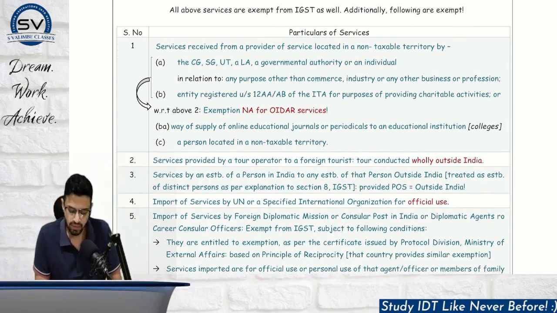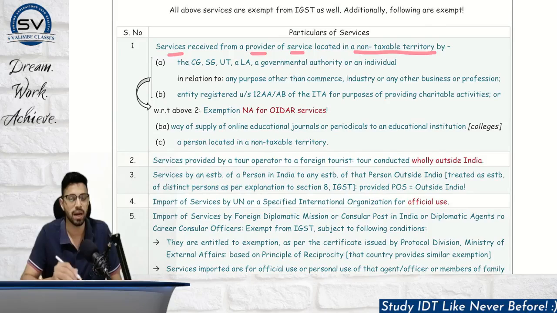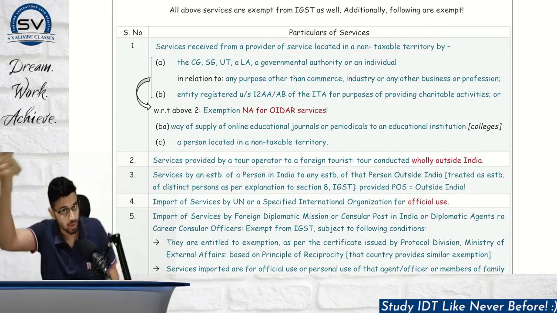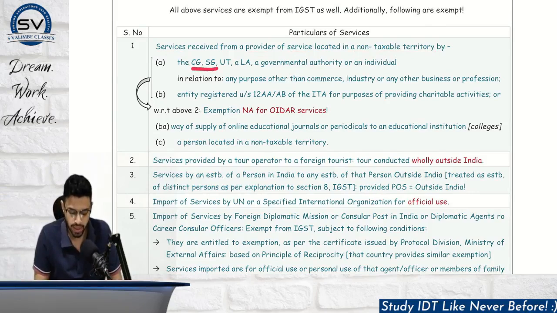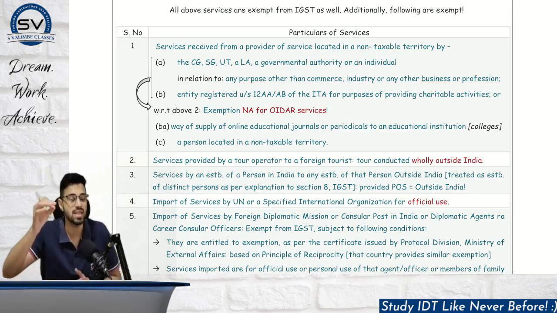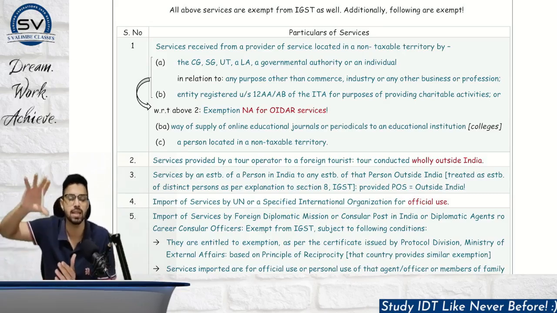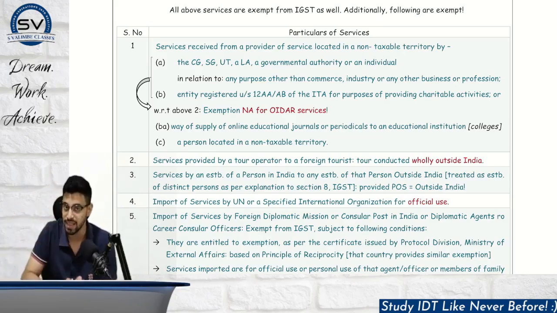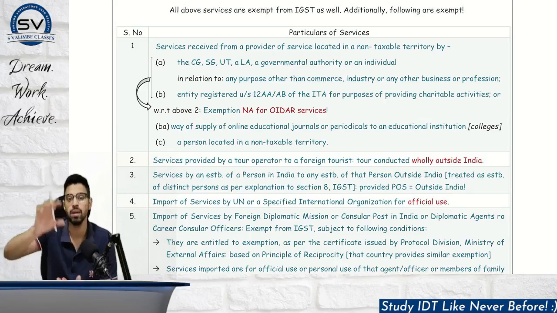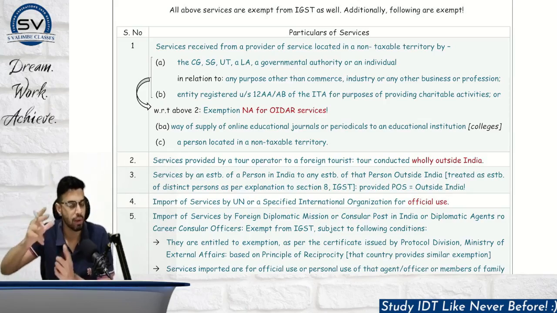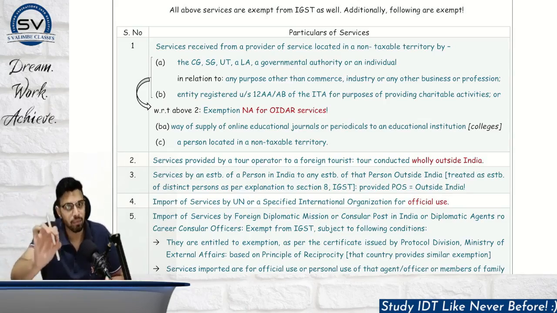Okay, let's see. Services received from a provider of service located in non-taxable territory, means the supplier of service is outside India. Who is the recipient? Government, central, state, UT, local authority, or governmental authority, not entity, or any individual, in relation to any purpose other than commerce, industry, any business or profession. So basically these services are being received not with respect to any kind of business, but in a personal capacity, in something which is not related to business. So we are granting exemption. IGST will be leviable, but it will be exempt. Import of service of this kind is generally leviable to IGST under the RCM mechanism, but IGST will be exempt except in case of OIDAR service.